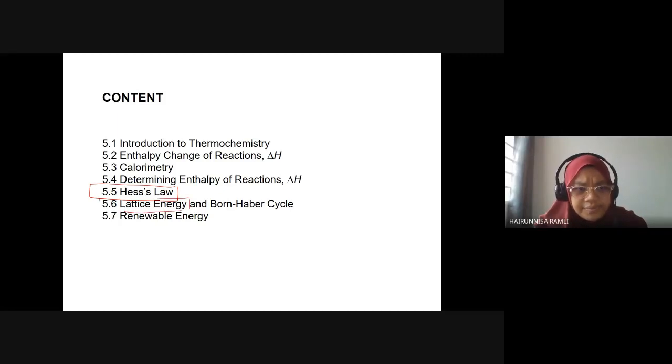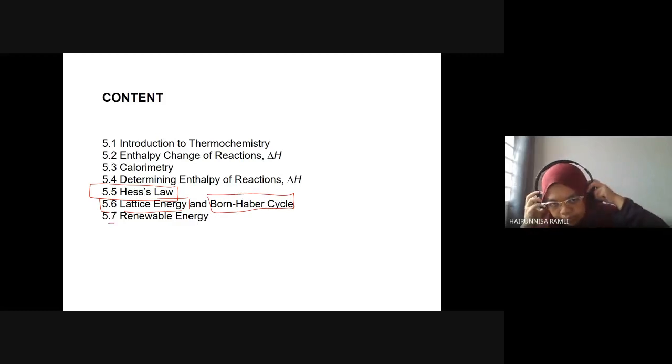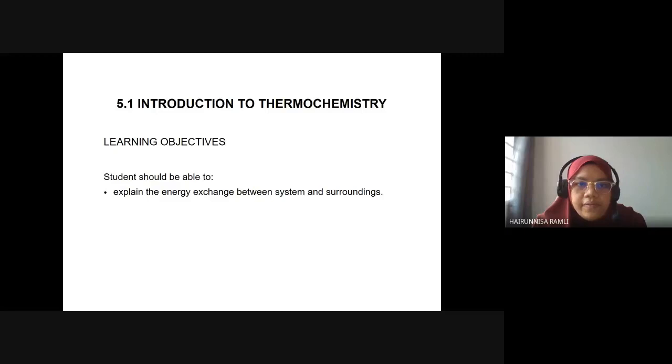And then 5.6, lattice energy. I have introduced this term, lattice energy, to you. Where did you learn it? Chapter 3. We will use it again in this topic, and we will relate it with the Born-Haber cycle. And then the last one is the application, where we apply it in renewable energy. So we will go first to the introduction to thermochemistry.